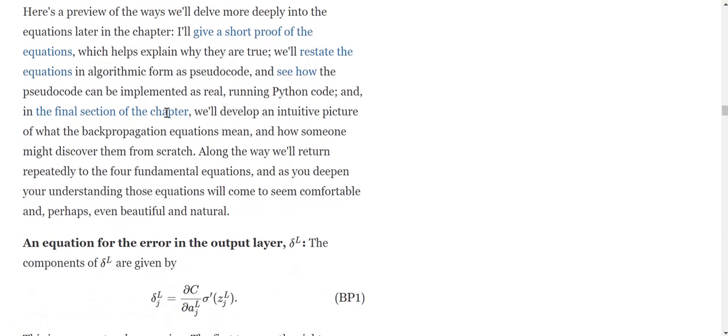So here's a preview of the way we'll delve more deeply into the equations later in this chapter. I'll give a short proof of the equations which helps explain why they are true. We'll restate the equations in algorithmic form as pseudocode and see how the pseudocode can be implemented as real running Python code. And in the final section of the chapter, we'll develop an intuitive picture of what the backpropagation equations mean and how someone might rediscover them from scratch. Along the way, we'll return repeatedly to the four fundamental equations as you deepen your understanding. Those equations will come to seem comfortable and perhaps even beautiful and natural.